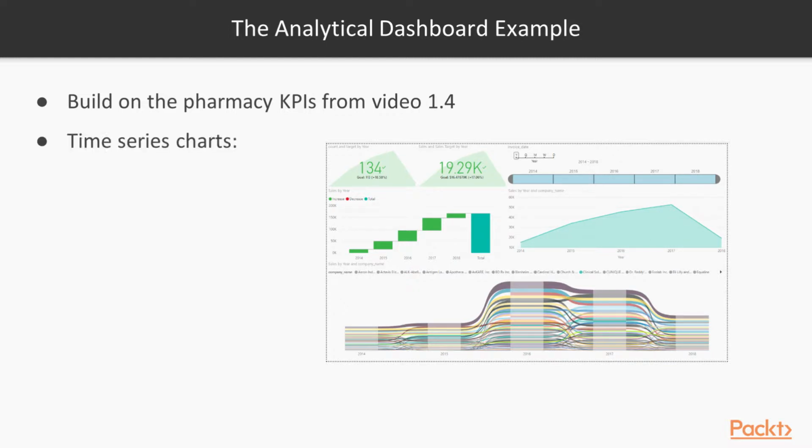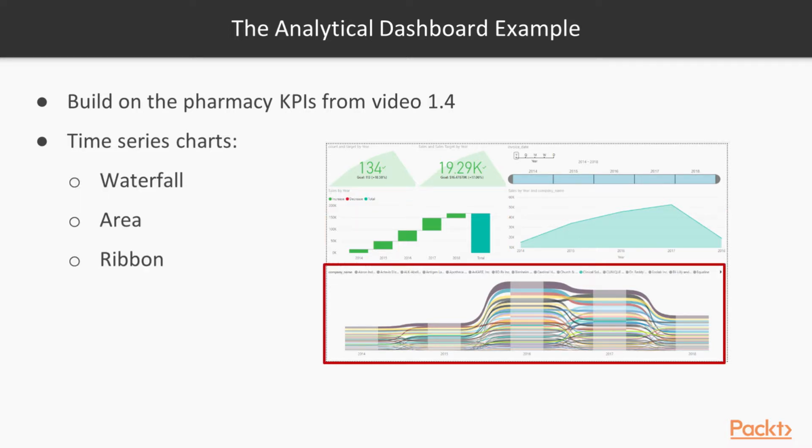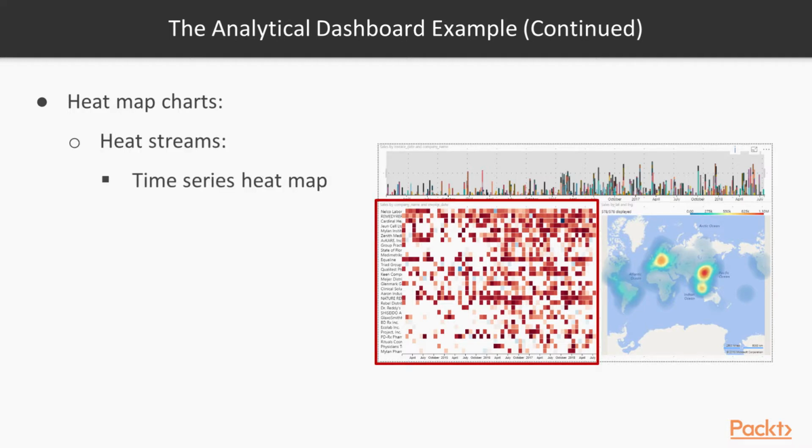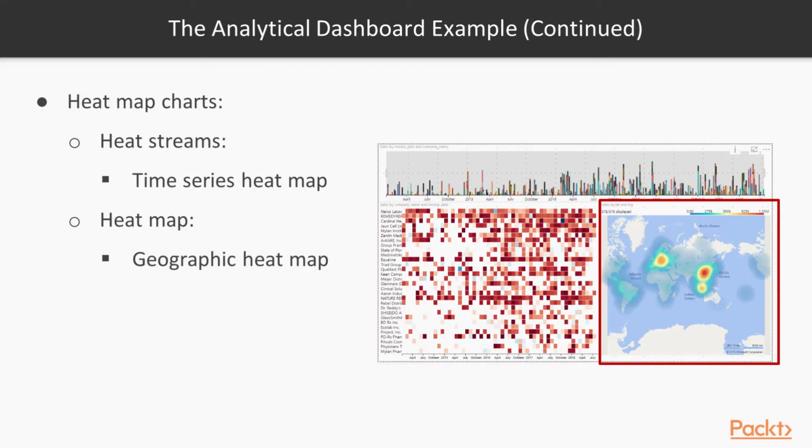We'll start by creating some time series charts, which will offer both analytics and drill down. Specifically, we'll look at the waterfall chart, area chart, and ribbon chart. We'll then check out two custom visuals that will allow us to create heat maps. Heat streams is a time series heat map visual. Heat map is a geographic heat map visual.